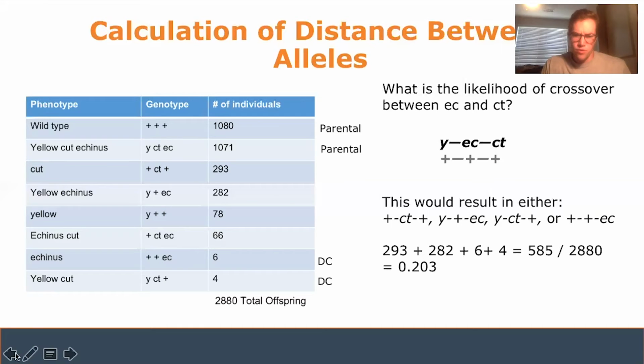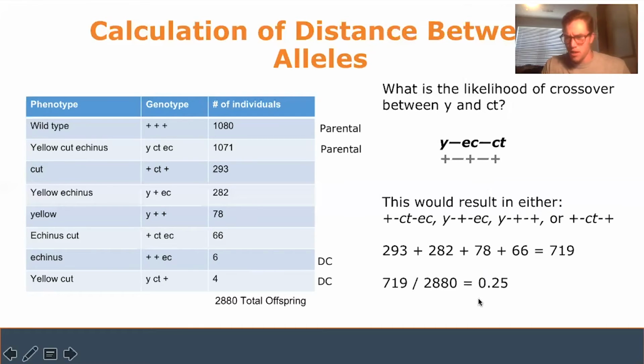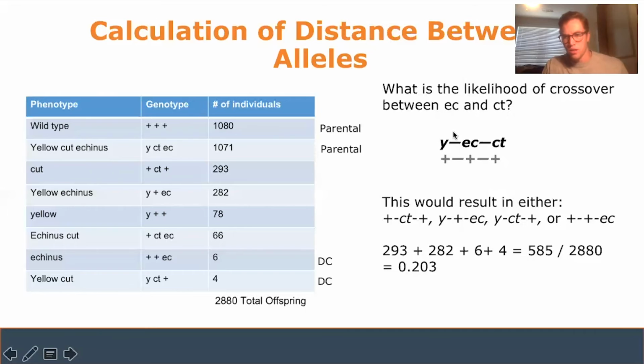Just for the fun of it, let's go ahead and compare that. So this is bigger than that. So there's a higher likelihood that crossover will happen between Y and CT than between EC and CT. What does that mean? Critical thinking. It means that EC and CT are probably closer together than Y and CT, because there's less likelihood that crossover happens between them.